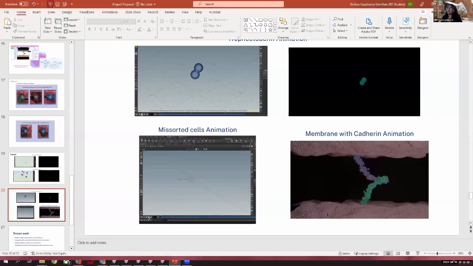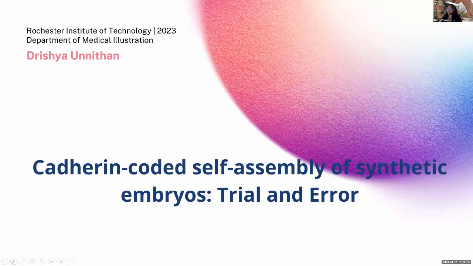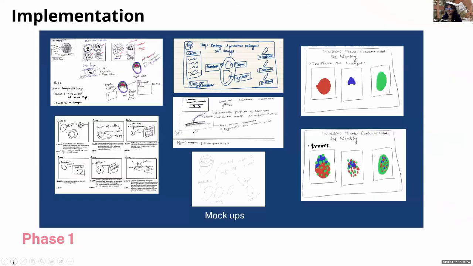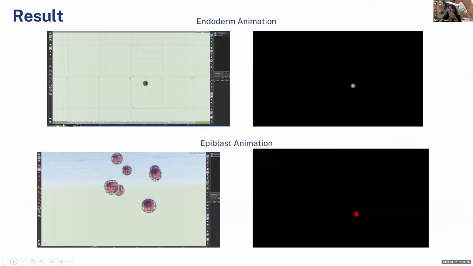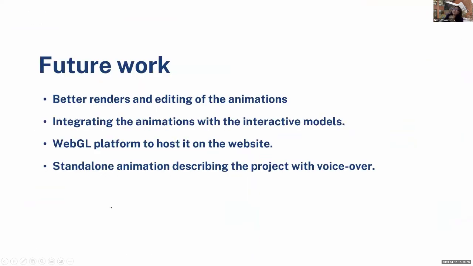Okay, back to presentation. Sorry. So now the future work is to get better renders and editing of the animation for the cell divisions and integrating these animations with the interactive model, then using the WebGL platform to host it onto the website. And then I also want to do a standalone animation describing the project with voiceover. This would be done with the ending of the semester.